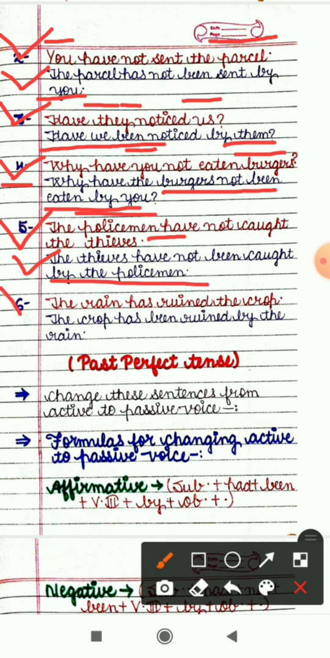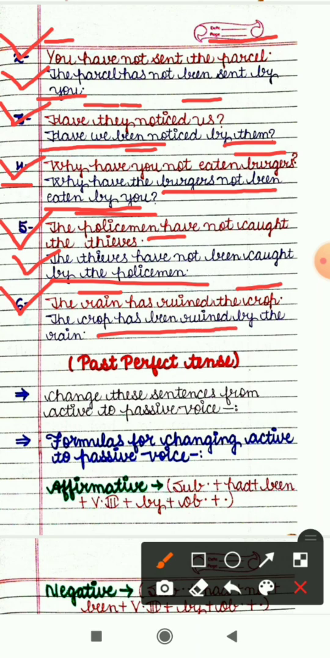Sixth sentence is the rain has ruined the crop. Here the subject is rain and the object is crop. That means our new subject in passive voice will be crop, which is singular, so we will use has with it. The crop has been ruined by the rain.